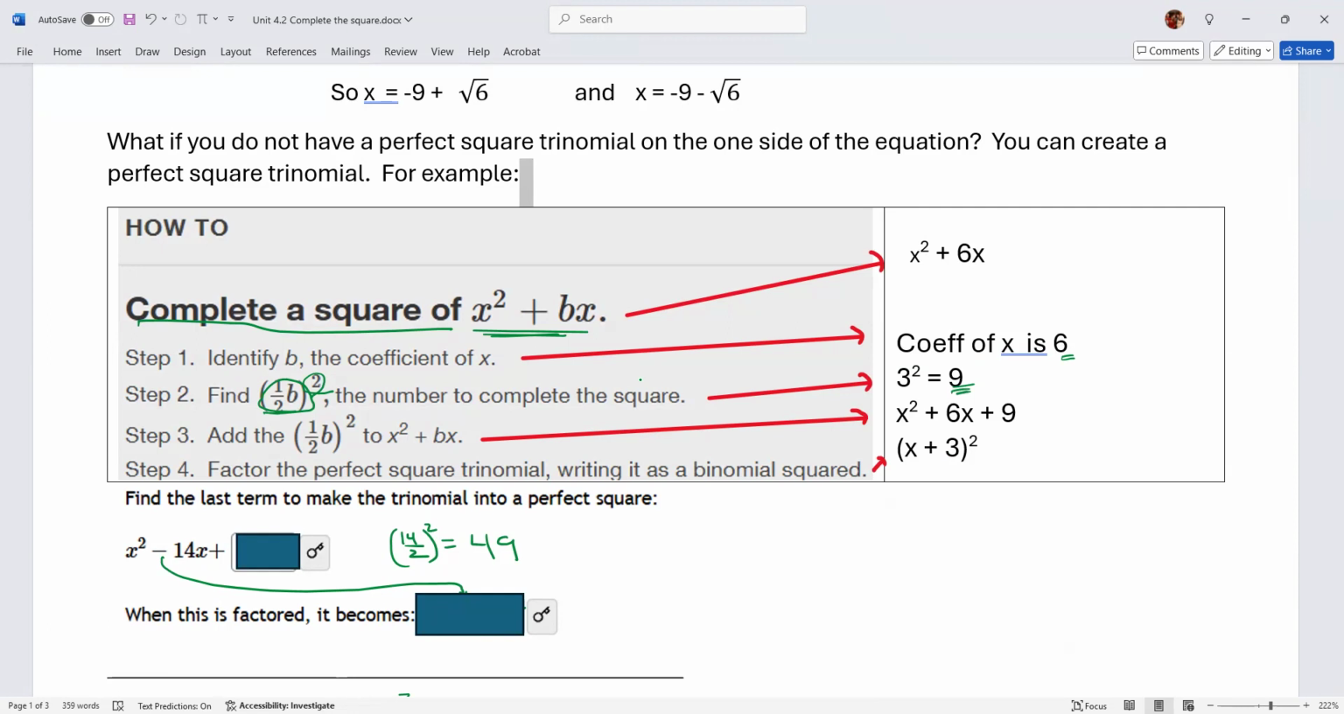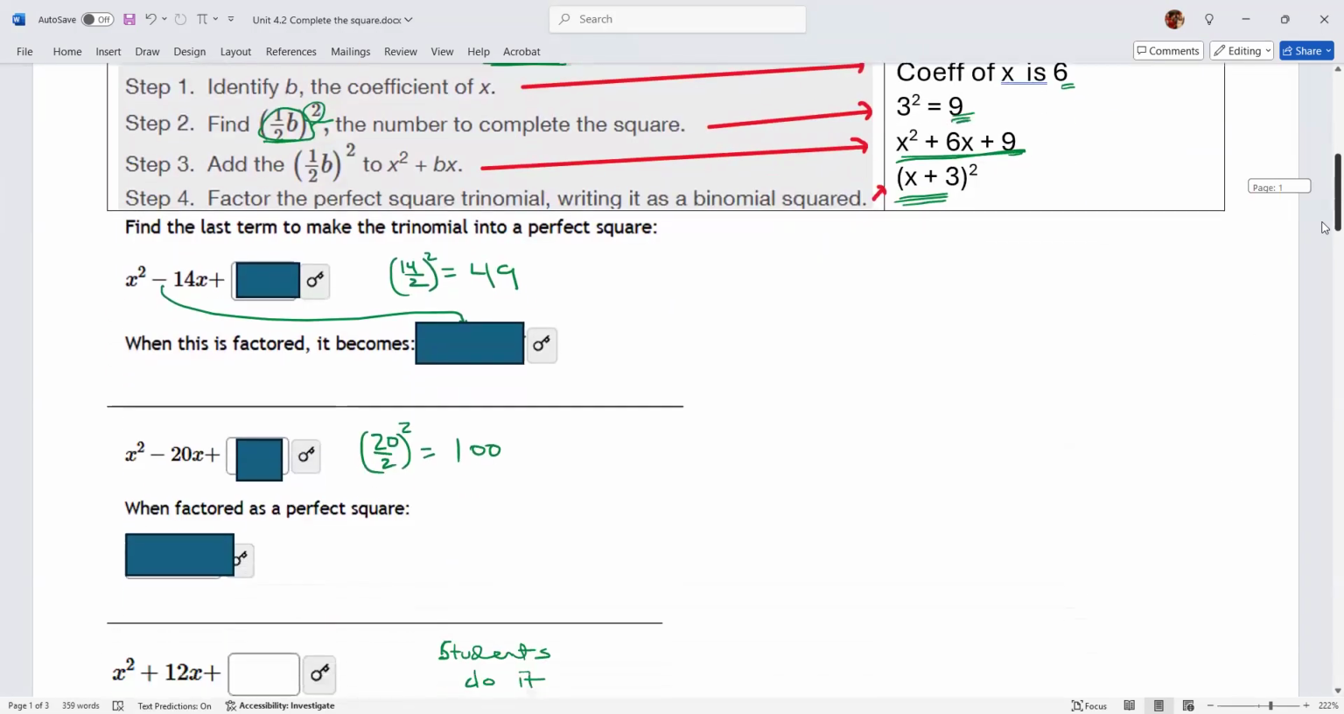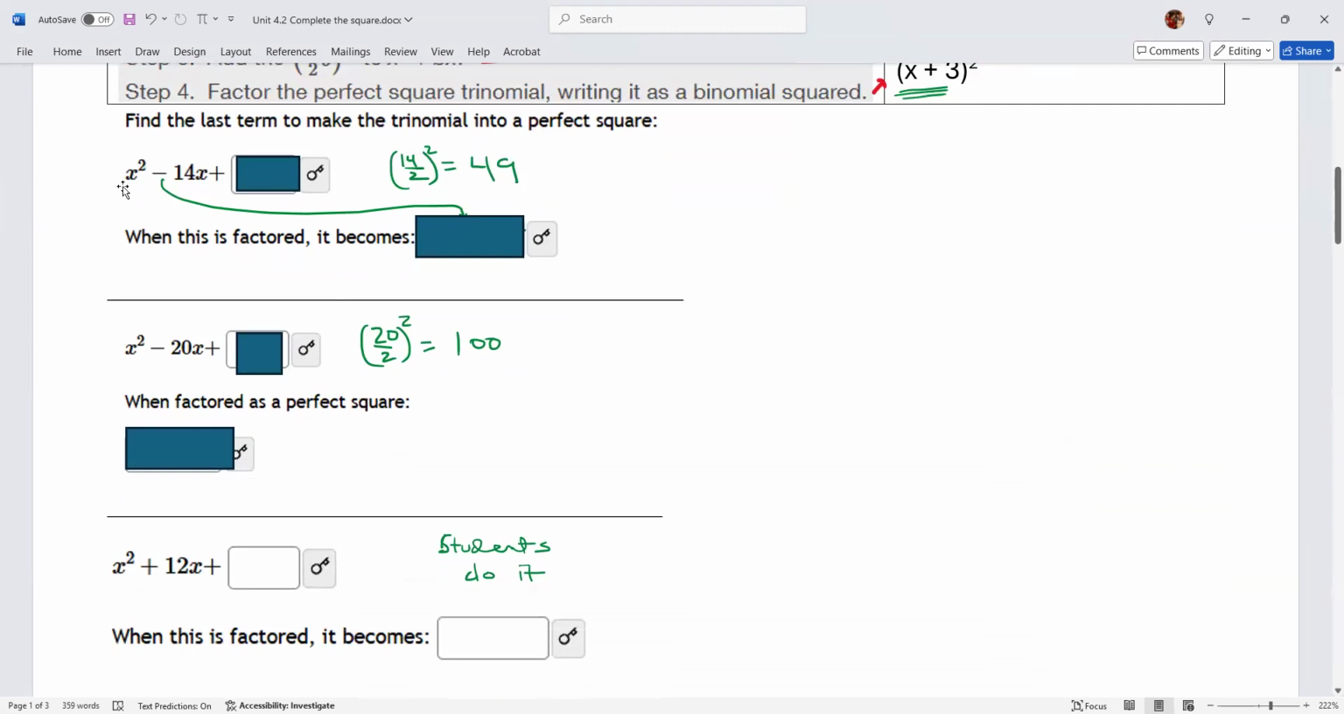So again, I take half of 6. So 6 divided by 2 is equal to 3, and then 3 squared is equal to 9. And so you can see that if I add that 9 to the original two terms, I have a perfect square trinomial, so that could be written as x plus 3 squared. The first part of this is just to get you comfortable with being able to create a perfect square trinomial. So this is right out of the homework.